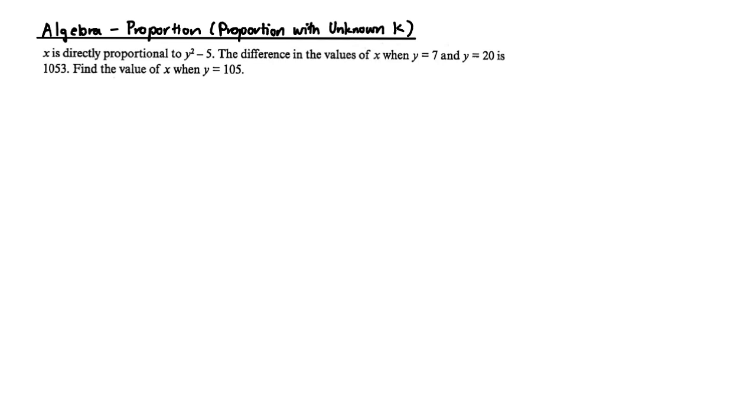Okay, so look at this question here. It says x is directly proportional to y squared minus 5. So again, just form the relationship: x equals k(y squared minus 5). The next step, they say the difference in the values of x when y equals 7 and y equals 20 is 1053. Okay, so let's try and substitute the values in first.